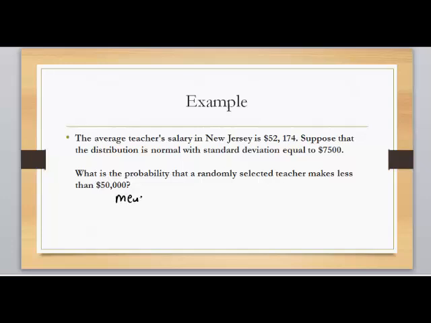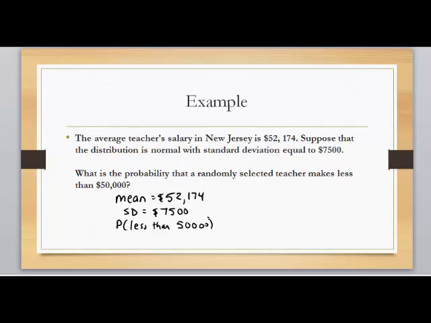I have the mean, 52,174. Suppose that the distribution is normal with standard deviation equal to 7,500. What is the probability that a randomly selected teacher makes less than 50,000? Now, this problem is nothing new for us. We're simply reviewing the concept before we move forward.